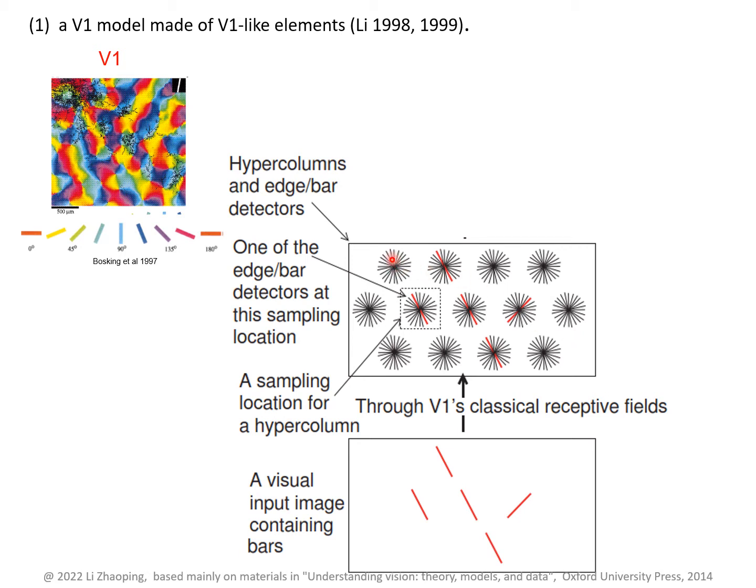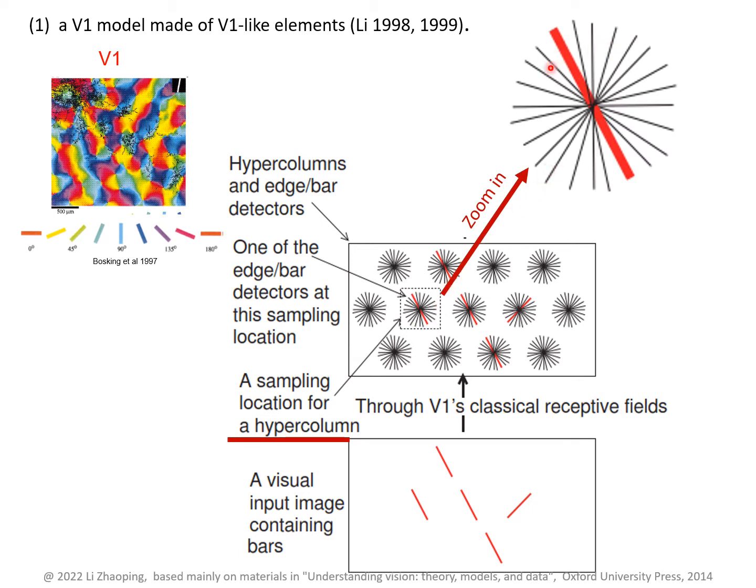So this model has a visual input, and these are the sampling locations of visual inputs, discrete sampling locations 1, 2, 3, 4, etc. Here is one sampling location, and we call it a hypercolumn. And here is a zoomed in view of this hypercolumn, and it has 12 edge or bar detectors. One of them is colored red for visualization, and one bar detector is for one preferred orientation of a V1 neuron. So there are 12 discrete orientations in one hypercolumn.